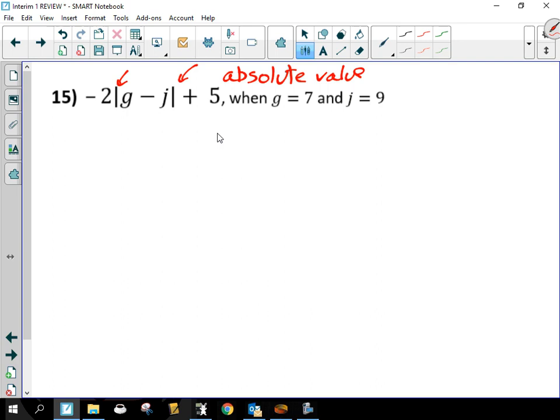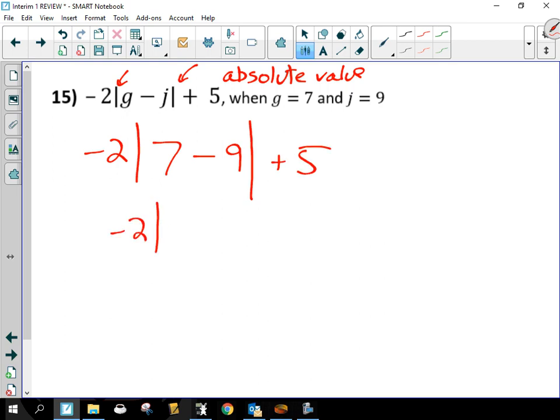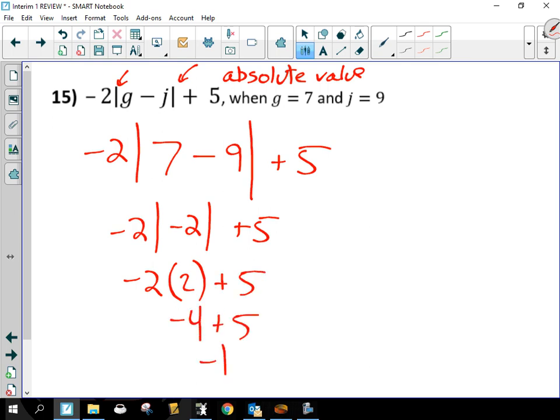So this is -2 times the absolute value of 7 minus 9, plus 5, which is -2 times the absolute value of -2, plus 5. The mistake a lot of people make is they want to change this negative here into a positive. We don't do that. We wait until we get down to a single number, and then we apply the absolute value function. This will be -4 plus 5, which is -1.